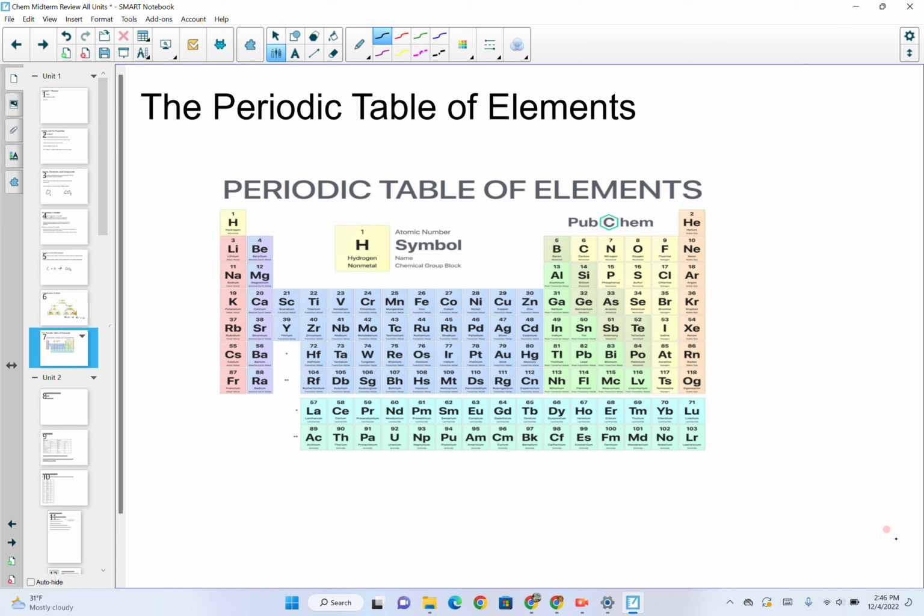So, the periodic table of elements. The elements on the periodic table are classified by groups and periods. That's how they're arranged. Periods go horizontal, and groups go vertical. The way I remember this is that there are 7 periods in the periodic table, and there are about 7 periods in a school day. It's 8, but it's close enough.